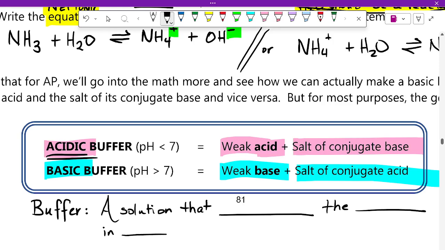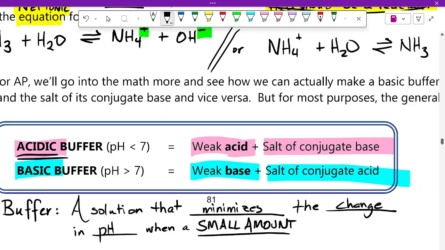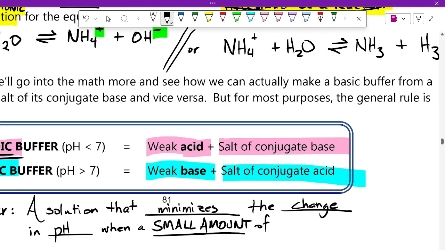A solution that minimizes the change in pH when a small amount of what is added? Strong acid or strong base. Because you're really adding H or OH. Yeah?